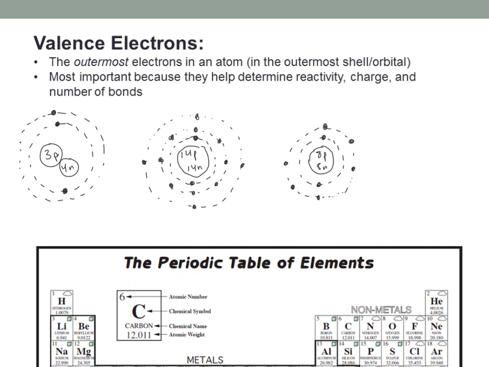We want to look at what are called the valence electrons, which are defined as the outermost electrons in an atom. So they're the ones in that outermost shell, that outermost orbital, so those very outside ones. And they're the most important ones because they're the ones that are going to determine how an element reacts with another element or with itself. In ionic compounds, it's going to help us figure out what the charge is, and in covalent compounds, it's going to help us figure out how many bonds something could have.